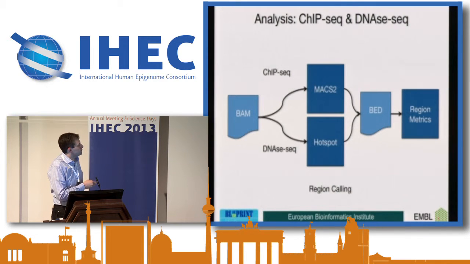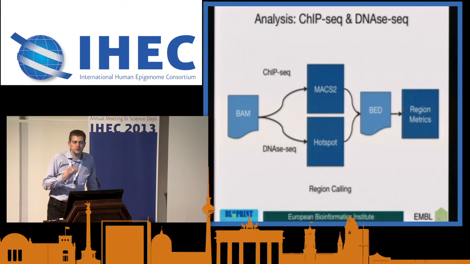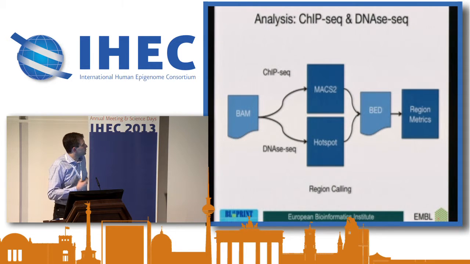And from those two, then we get a set of regions, the ones that are positive for DNase-seq, the ones that are positive for ChIP-seq. This goes into a bed file, which is just a file format that marks regions across the genome. And then we can compute information about those regions, how close they are to transcription start sites, how they overlap other features in the genome, things of that sort.